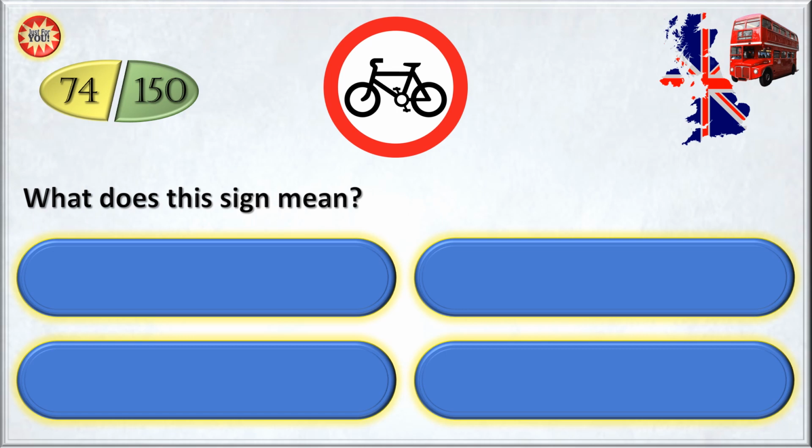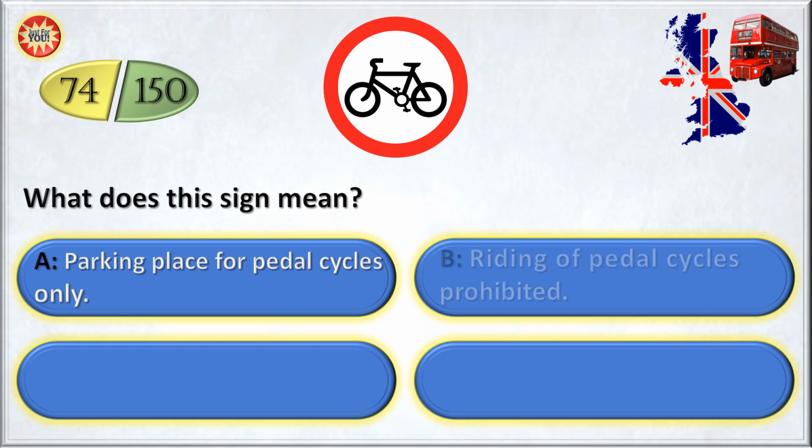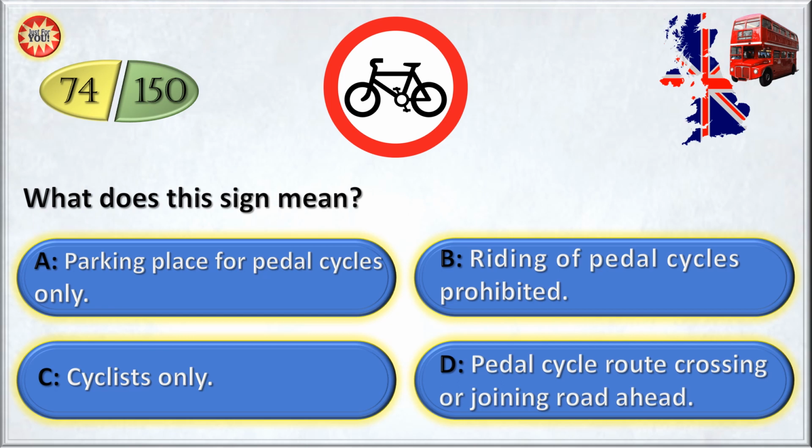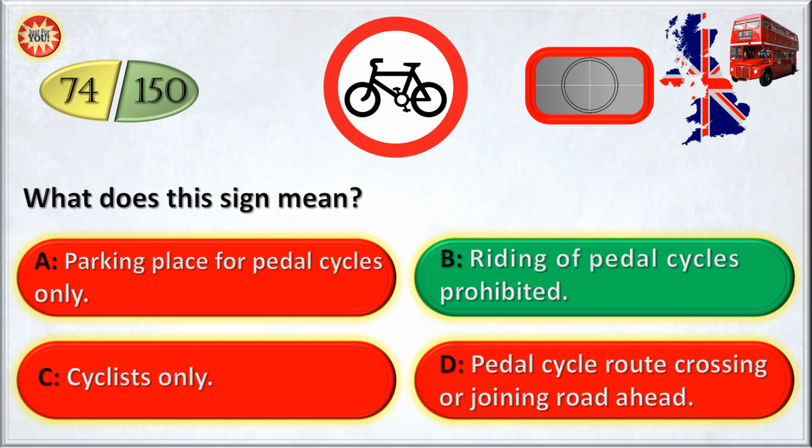What does this sign mean? Parking place for pedal cycles only. Riding of pedal cycles prohibited. Cyclists only. Pedal cycle route crossing or joining road ahead. Riding of pedal cycles prohibited.